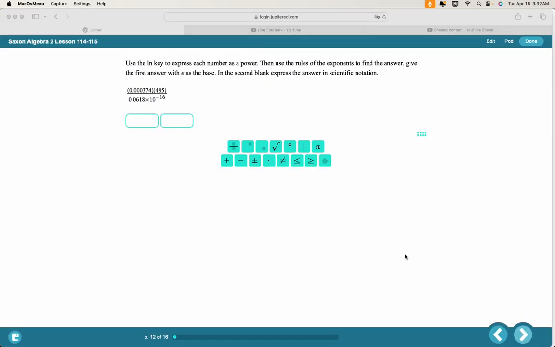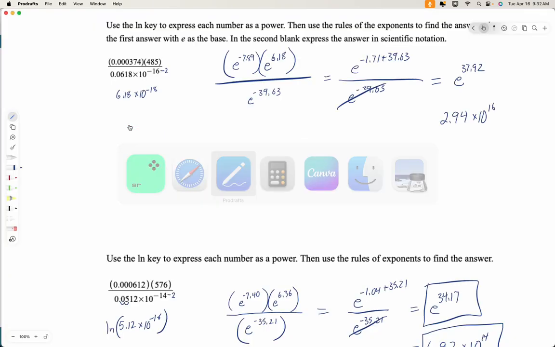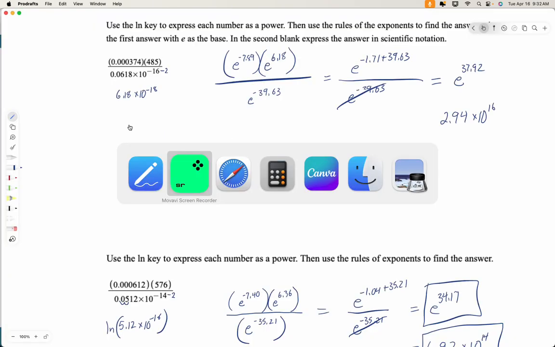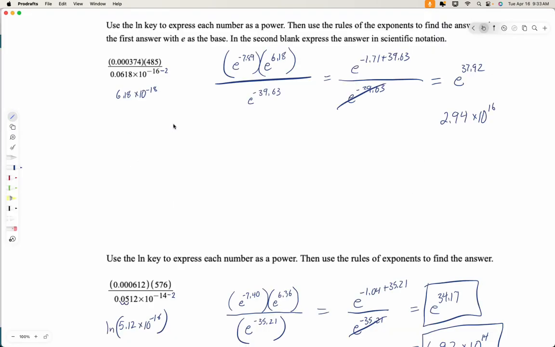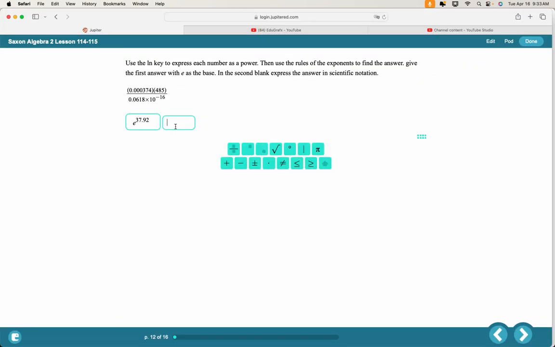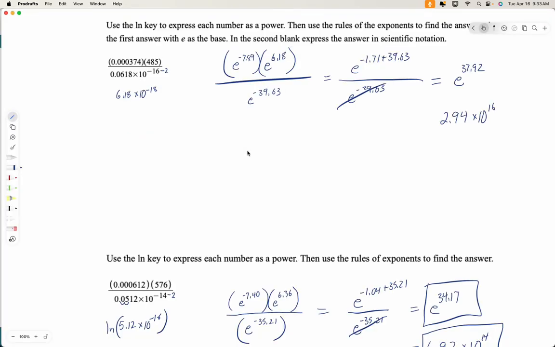All right, so it wants it as both: the first answer with e as the base, and the second answer in scientific notation. So with e as the base, we had 37.92, so e to the 37.92 power. And in scientific notation, 2.94 times 10 to the 16th power.